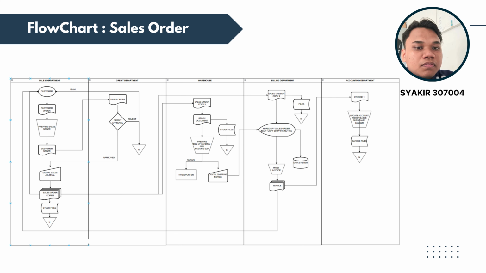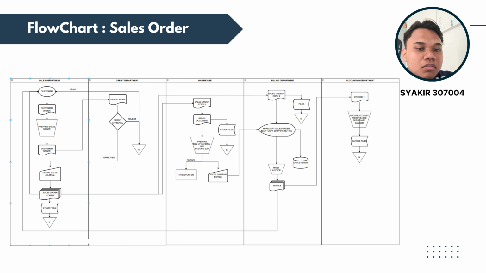From the second sales order, it goes to the stock document, which is sent to the stock file, and also prepares the bill of lading and packing slip. One goes to the transporter and also to the digital shipping notice, and from that it is sent to the billing department, together with the sales order copy.